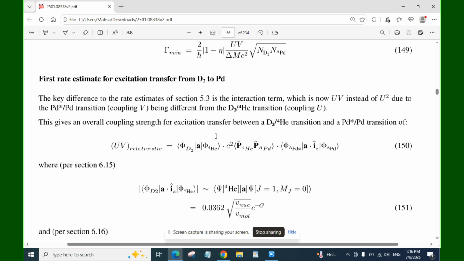First rate estimate for excitation transfer from deuterium to palladium. The key difference to the rate estimate of section 5.3 is the interaction term, which is now UV instead of U to the power of 2, due to the palladium star palladium transition coupling V being different from the deuterium helium-4 transition coupling U. This gives an overall coupling strength for excitation transfer between deuterium and helium-4 transitions and the palladium star per palladium transitions.